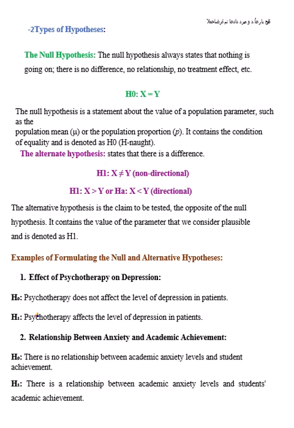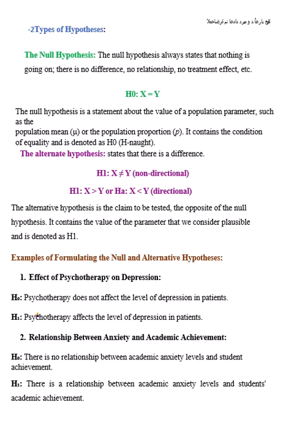The alternative hypothesis states that there is a difference. H1: X not equal to Y, non-directional. H1: X greater than Y, or X less than Y, directional. The alternative hypothesis is the claim to be tested, the opposite of the null hypothesis. It contains the value of the parameter that we consider plausible and is denoted as H1.